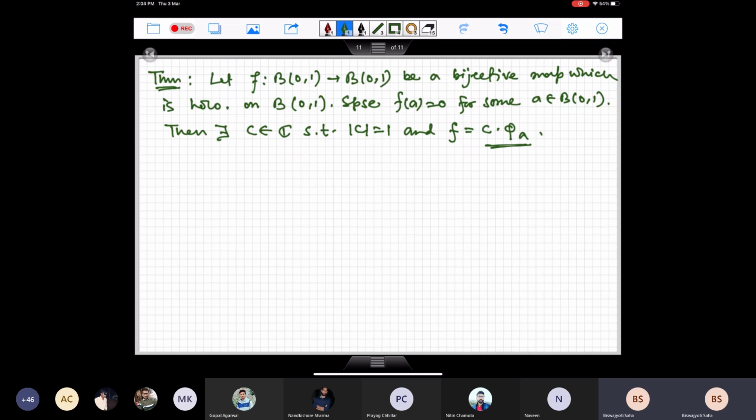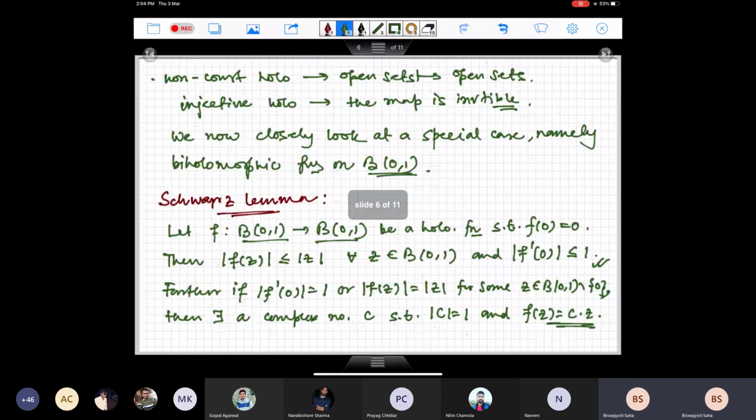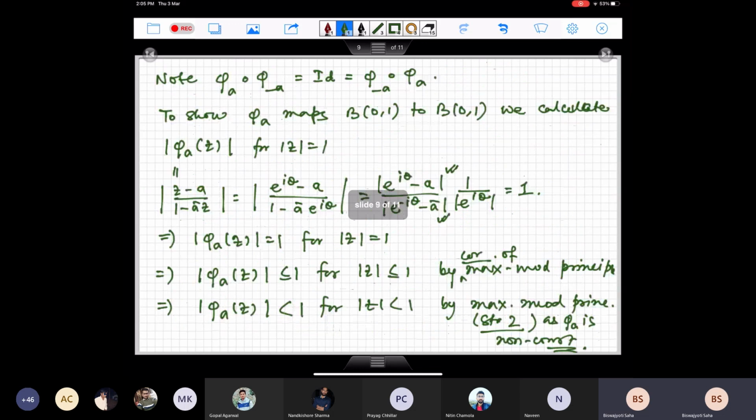It should remind you that the form of the statement of this particular theorem is similar to the one in the Schwarz lemma. Schwarz lemma also has something of this sort: there exists a complex number C with mod C equal to 1 such that f of z is C times, of course there the function is the identity function.